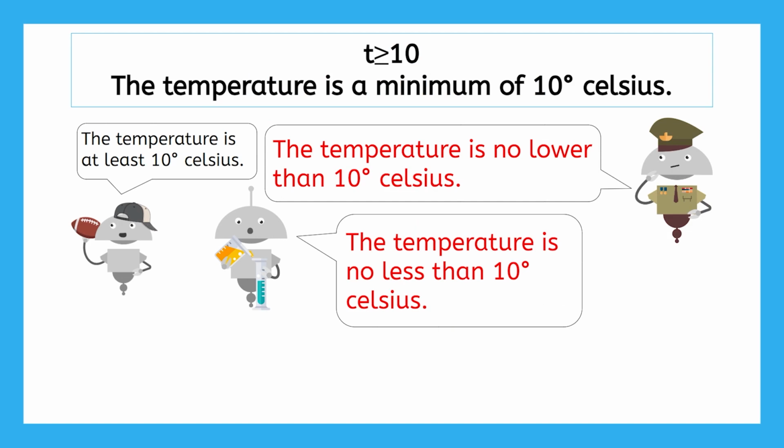This says that the temperature is a minimum of 10 degrees Celsius. And here are some possible sentences you could have used to say the same thing. Or maybe you used some of the other phrases from your greater than or equal to list to make your sentences. Go ahead and read through these and verify that they make sense with the list you were given, even if they don't match what's on your paper.